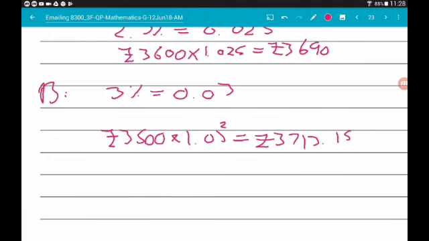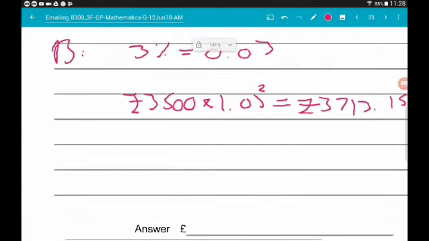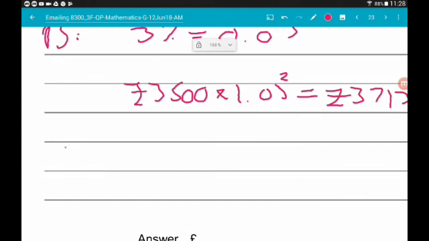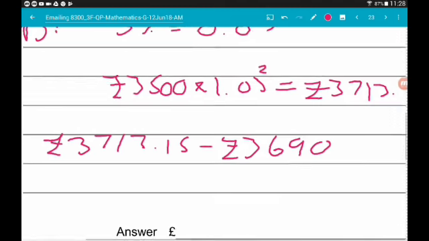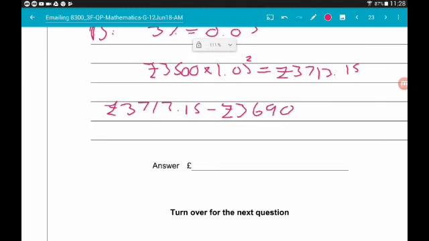So we now know how much both investments are worth. We want to work out how much more investment B is worth. So now we're going to do 3,713.15 minus 3,690, and that gives us £23.15p. Cool.